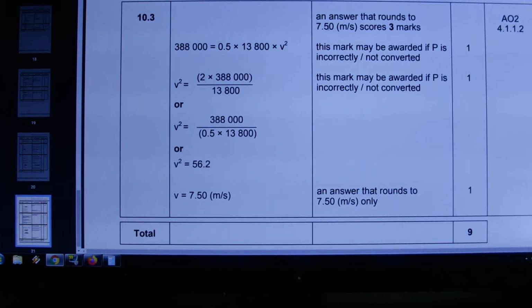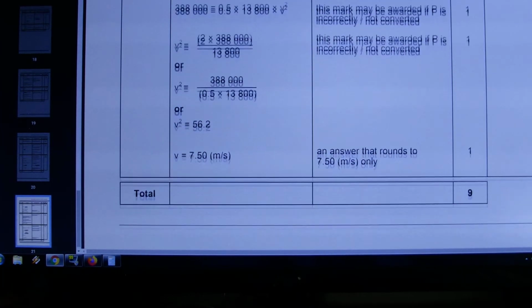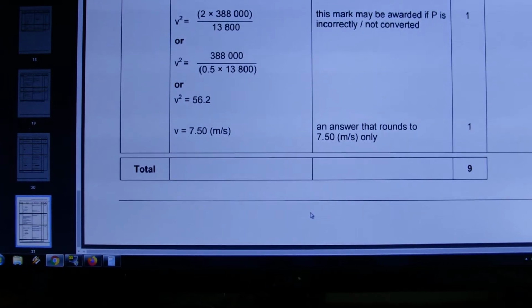An answer that rounds to 7.50 meters per second scores 3 marks. I think I just got an A star, as they used to call them. Next paper.